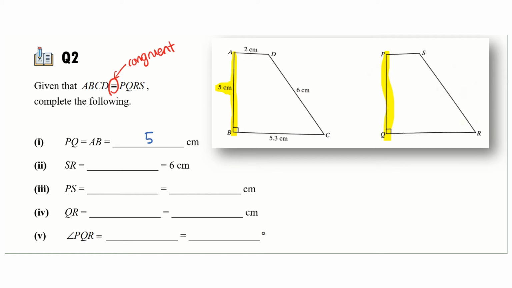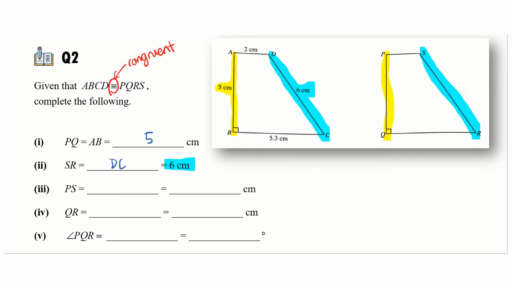Next, in part 2, for SR, SR refers to this side here, and it will match up with DC. We know that DC is 6 cm, which is given in the question. So therefore SR is equal to DC.